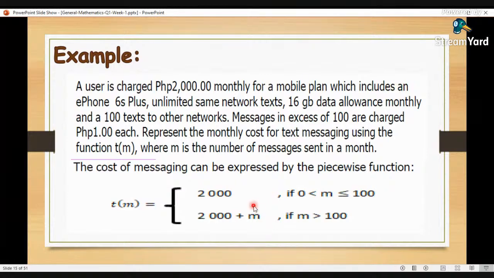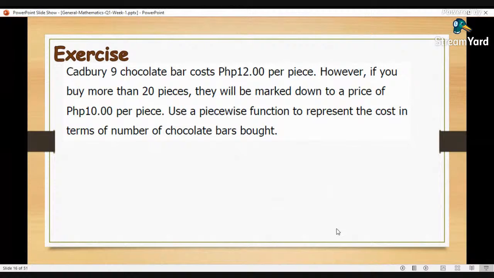That is why it will become 1 if there is 101, in excess. Okay? So it can be 2 if the messages in excess are 2. So it depends on the value of M. That will be 2,000 plus M, the messages in excess of 100. That is what we call a piecewise function. So, let's continue with the exercise.